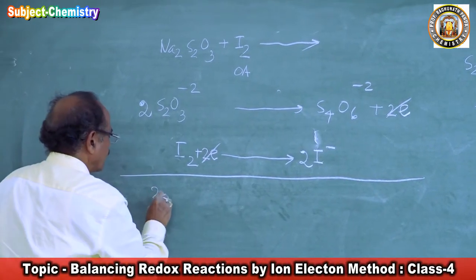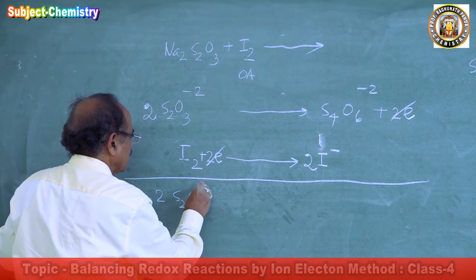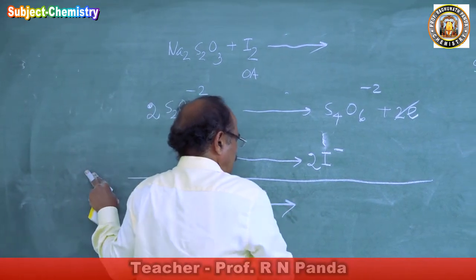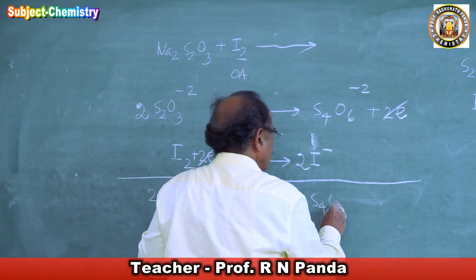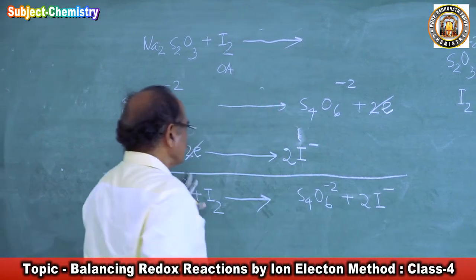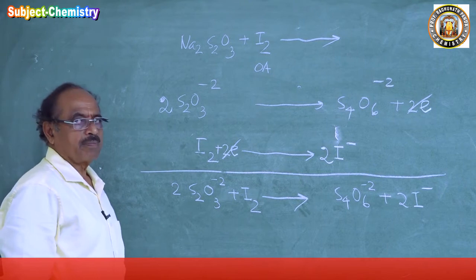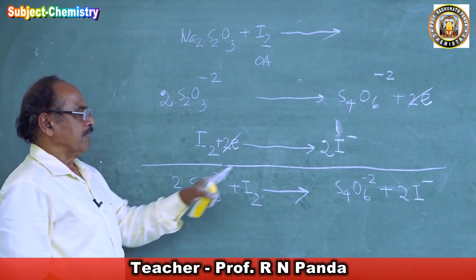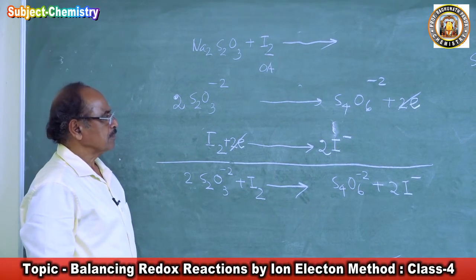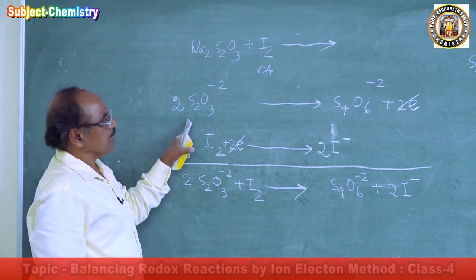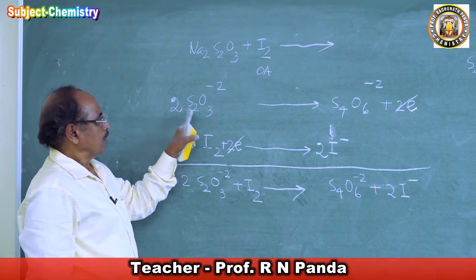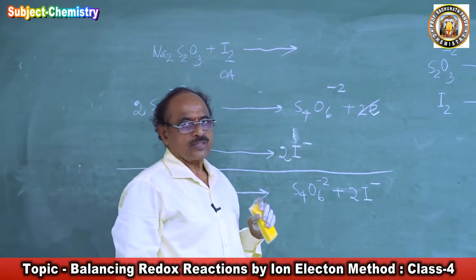We'll have 2 S2O3 minus 2 plus iodine. It will form S4O6 minus 2 plus 2I minus. This is the balanced form of the equation. So thiosulfate is becoming tetrathionate, iodine is becoming 2I minus. Now you see here, two thiosulfate molecules are involved with 2 electrons.